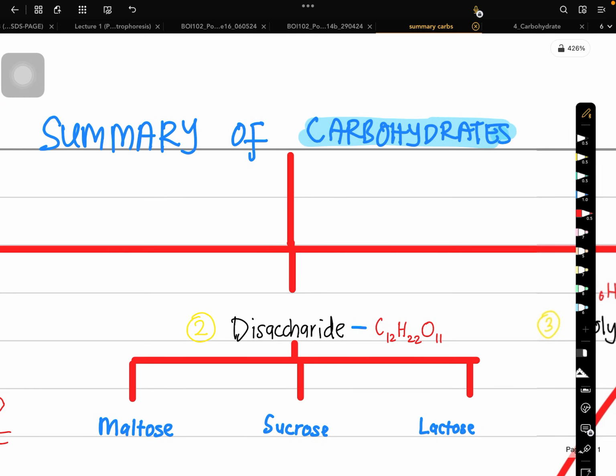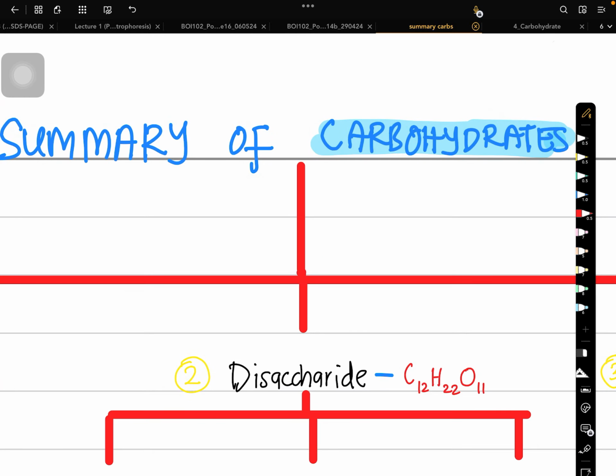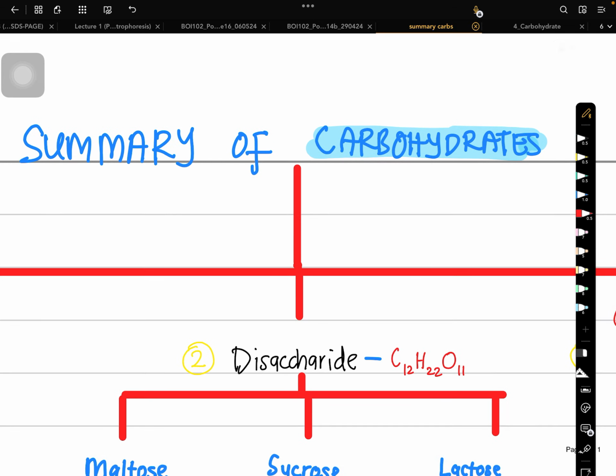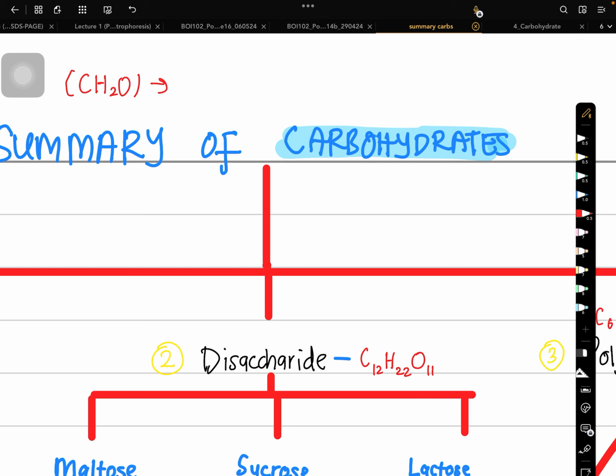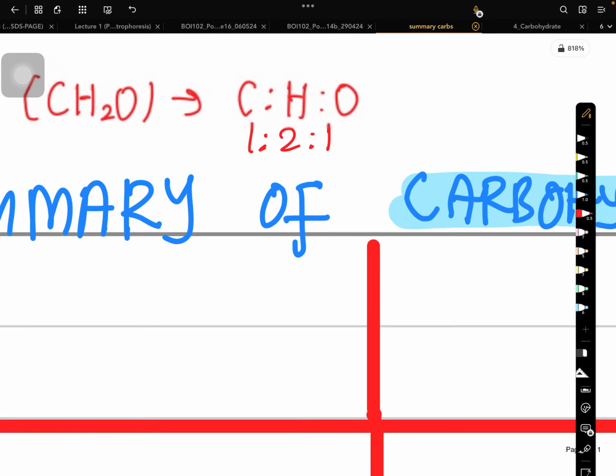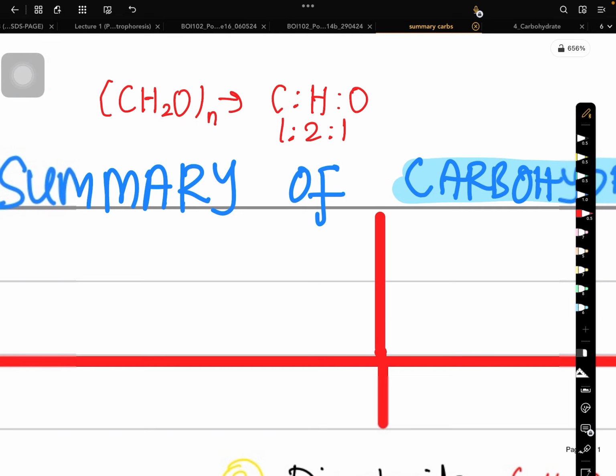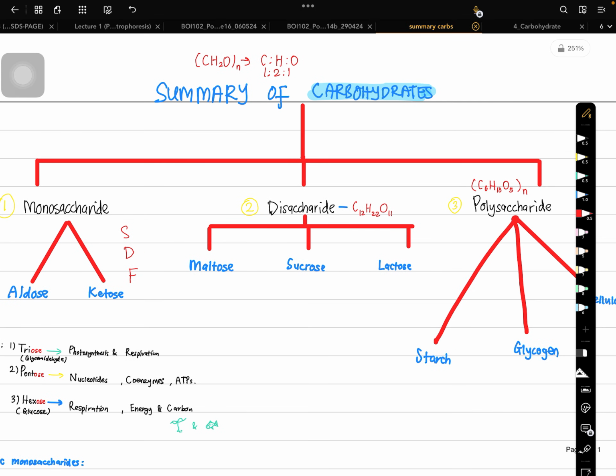Yes, so today we'll learn about carbohydrates, a summary of carbohydrates. The first thing that you must know about carbohydrates is their general molecular formula. It is (CH2O)n, and the ratio of the elements carbon, hydrogen, oxygen is 1:2:1. Forgot to put n here. Okay, and then they are divided into three classes.